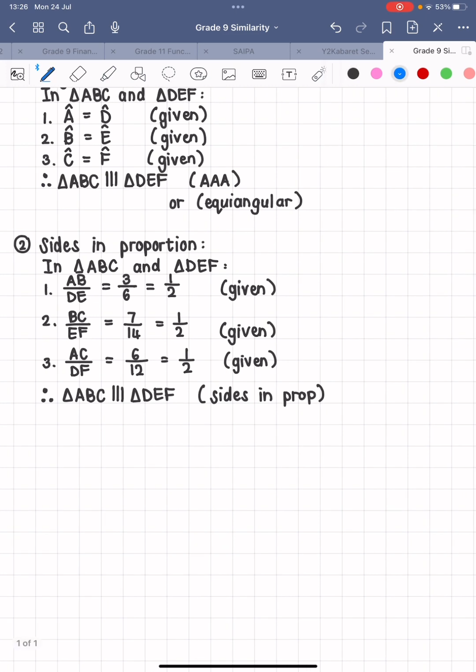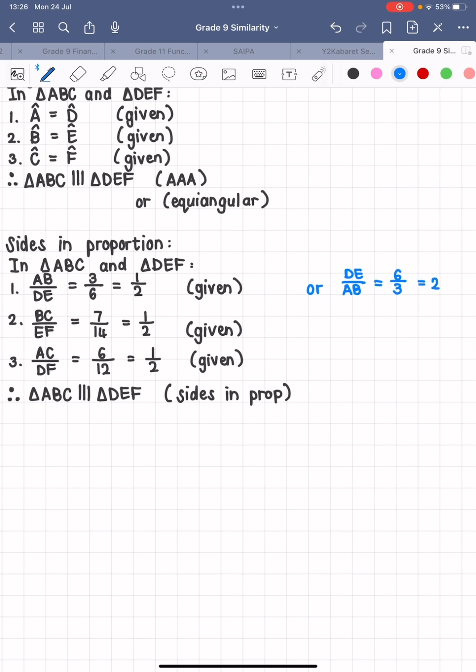Just on the side here, I'm going to show if you did DE over AB, then you must say 6 over 3, and then you'll get equal to 2. That's fine. But then you have to do that all the way through. Then you have to put the bigger side on top for all of these. Okay, so you can't mix and match the black ones and the blue ones. All right, you must decide when you start, am I going to put the smaller one on top or the bigger one? Okay, and then do that for all 3 of your lines.